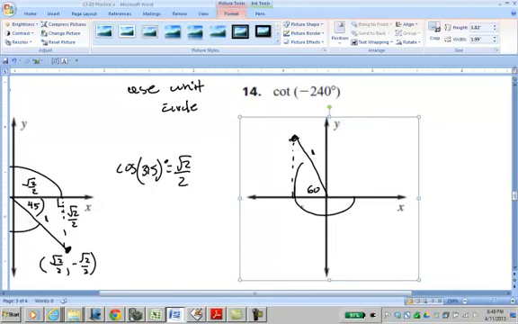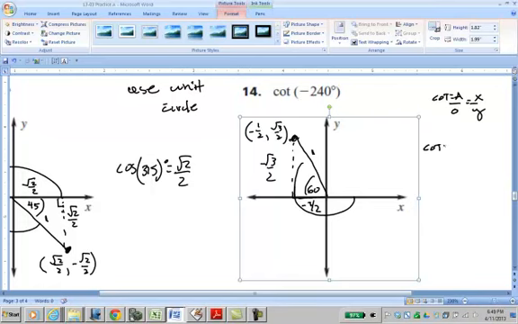Now, the measurement, the adjacent side, the x measurement is negative 1/2. The positive y measurement here is square root of 3 over 2. So the coordinates are negative 1/2, comma, square root of 3 over 2. Now the cotangent equals adjacent over opposite, which is going to equal x over y.